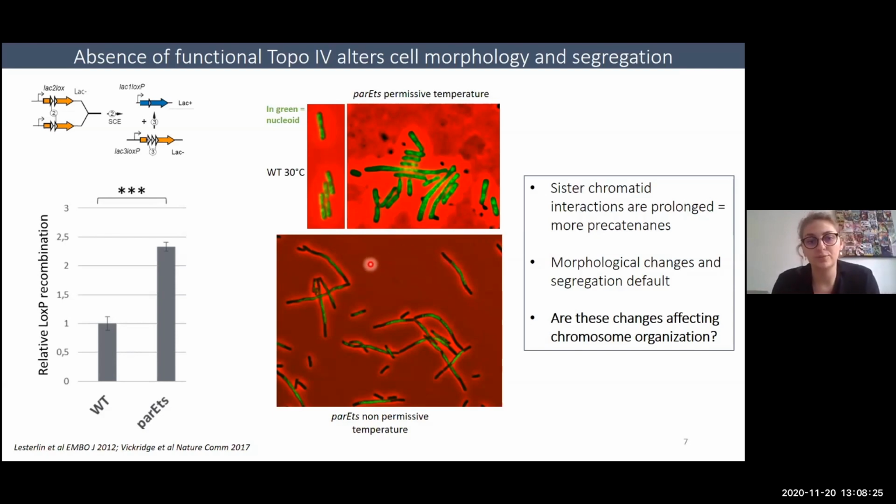So the whole point of my PhD was to investigate those changes and to see if the effect that the alteration of topoisomerase IV has on precatenanes and on morphology also affects a more global chromosome organization.